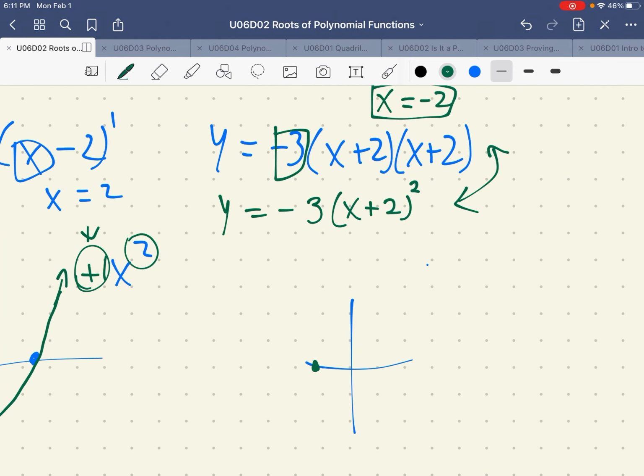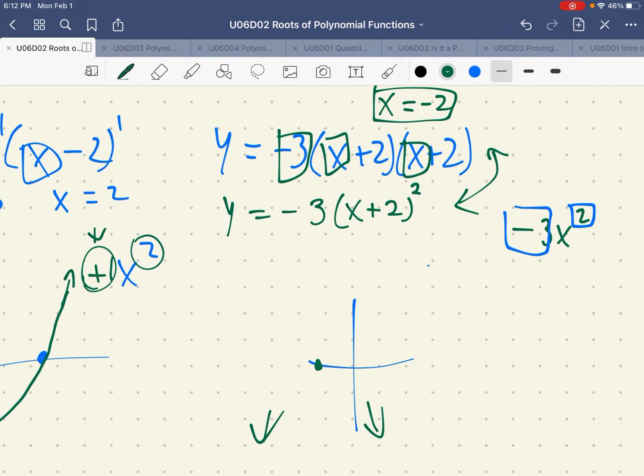If we were to multiply the leading coefficient of each of our factors, we would eventually get -3x squared, which has an even degree and a negative leading coefficient, meaning that this graph will go down on the right, and because it is even, it will go down towards -infinity on the left as well.